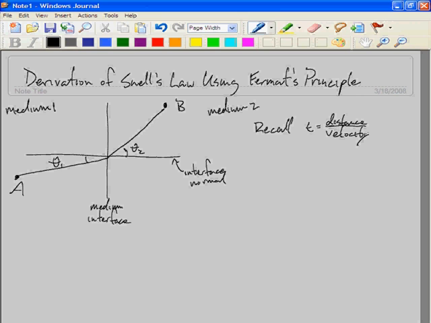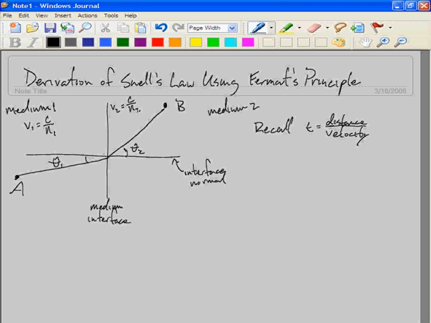And as light travels through a medium, its velocity is reduced by what's known as the index of refraction, n. So the velocity through medium 1 is the speed of light through a vacuum over the index of refraction for medium 1. And similarly for velocity in medium 2, we get the speed of light through the vacuum reduced by the index of refraction for the second medium.